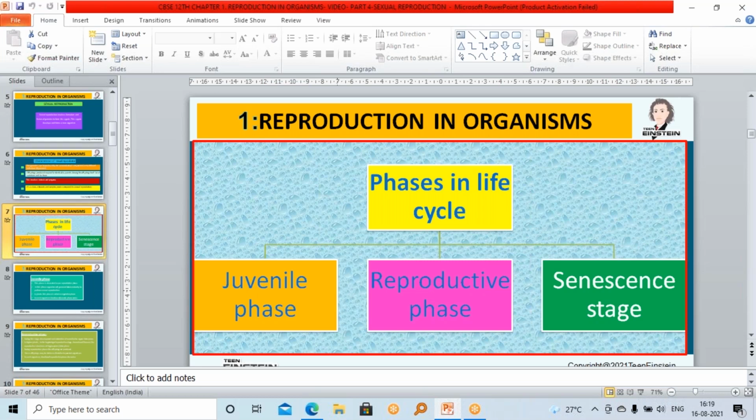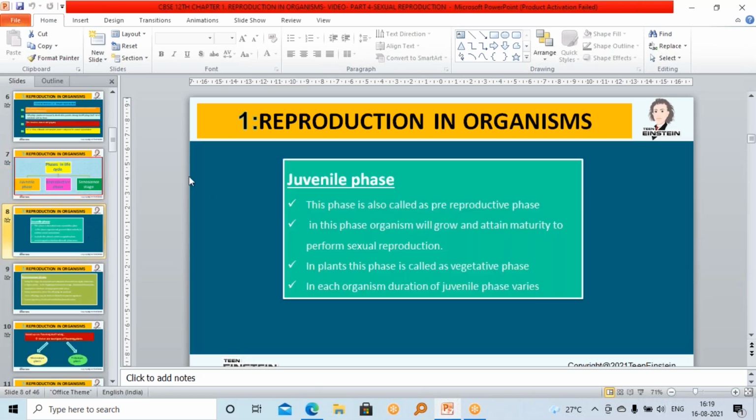So in the life cycle of an organism, it has to pass through 3 different stages. Which are these stages? First one is the juvenile phase. Second one is the reproductive phase. And third one is the senescence stage, right? So there are 3 phases in the whole life cycle of an organism: juvenile stage, reproductive phase, and the senescence stage or senescence phase.